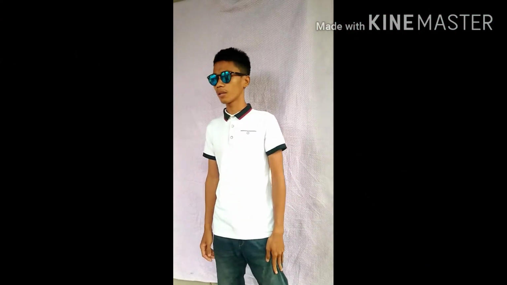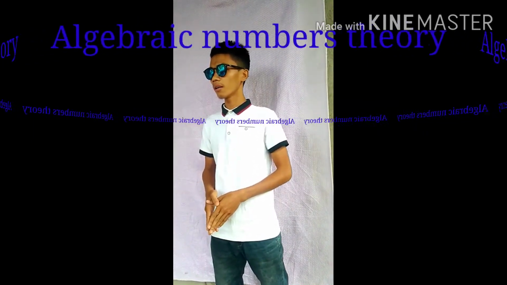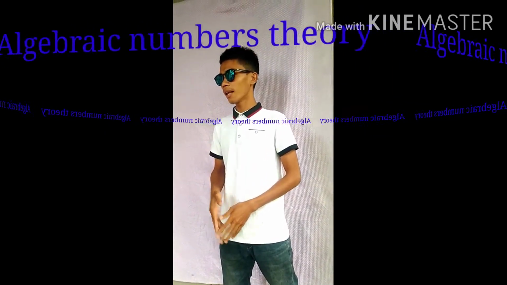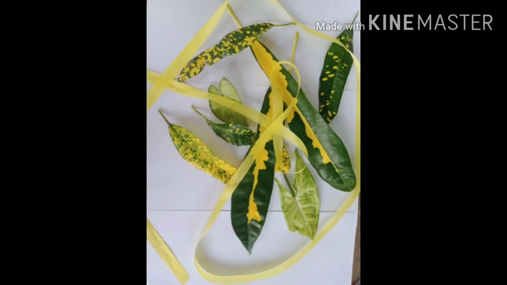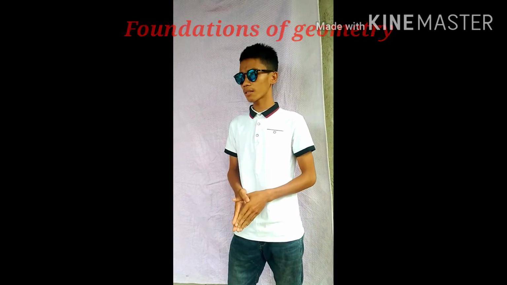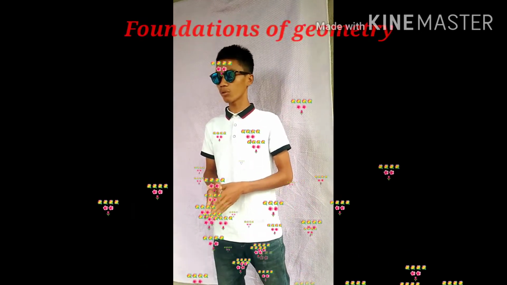algebraic number theory. Algebraic number theory is a branch of number theory that uses the techniques of abstract algebra to study the integers, rational numbers, and their generalizations. And now, for the last, we have the foundations of geometry. It is the study of geometries as axiomatic systems based on ancient Greek methods.